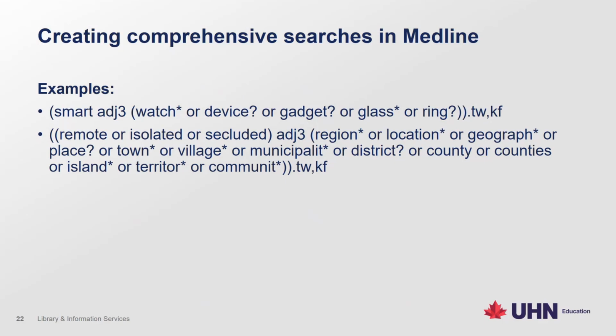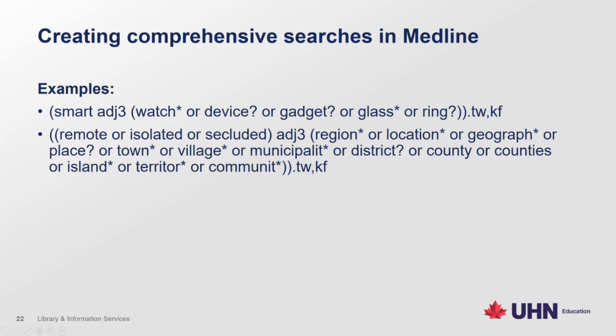These are just some examples, but you can nest some of them in brackets to make it an even broader search so that you're covering a lot of terms at once. The first one is a short example for smartwatches, smart devices, smart gadgets. And the second one is about remote regions, where I use two sets of brackets to try to search everything at once.